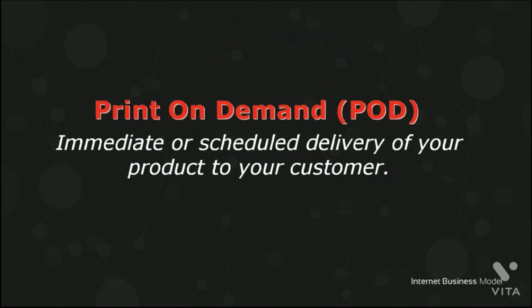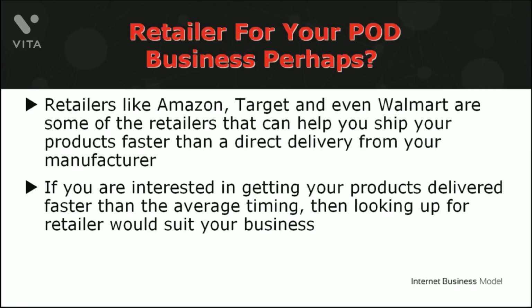An on-demand delivery is the immediate or scheduled delivery of your product to your customer. It's initiated immediately right after they make their order. Many of the largest retailers in the world have taken note of POD business and realize they can assist in getting products to customers quicker. Retailers like Amazon, Target, and even Walmart can help you ship your products faster than a direct delivery from your manufacturer. If you're interested in getting your products delivered faster, then looking for a retailer would suit your business.